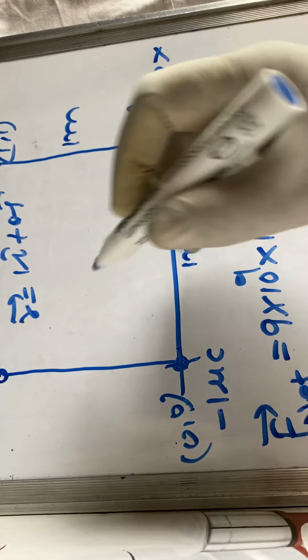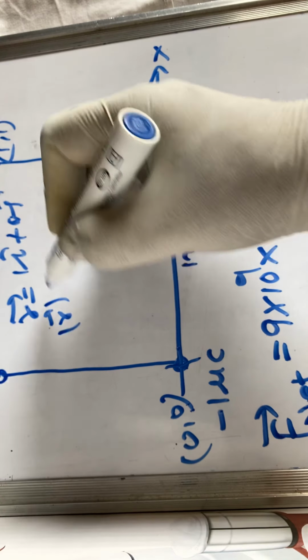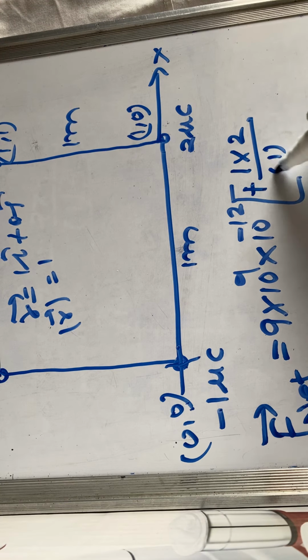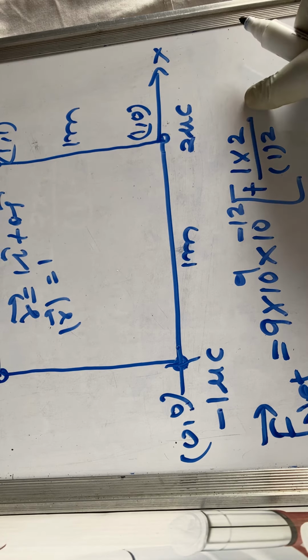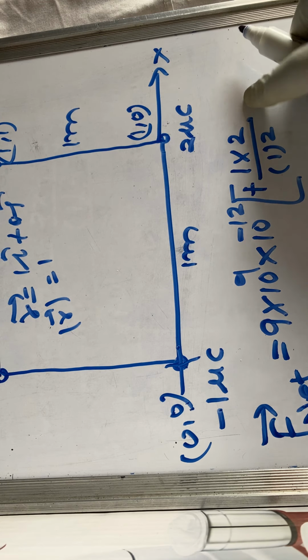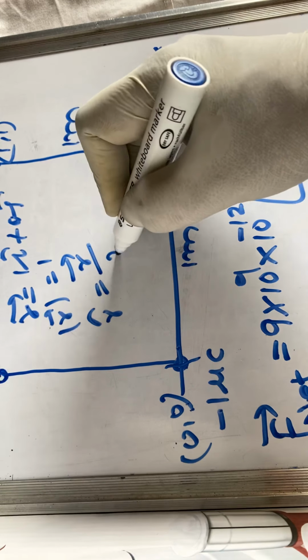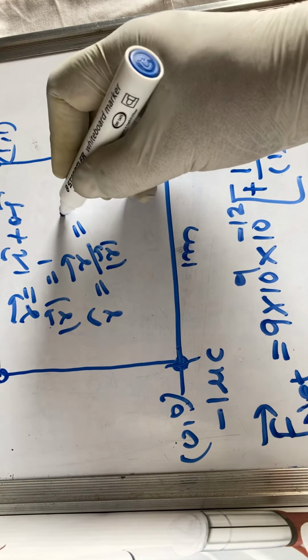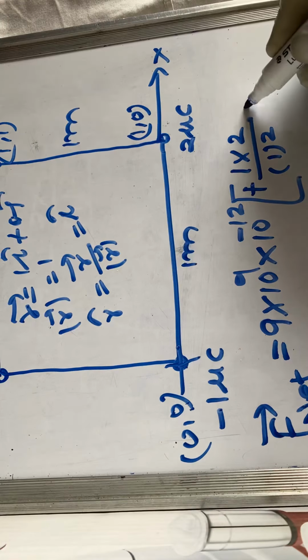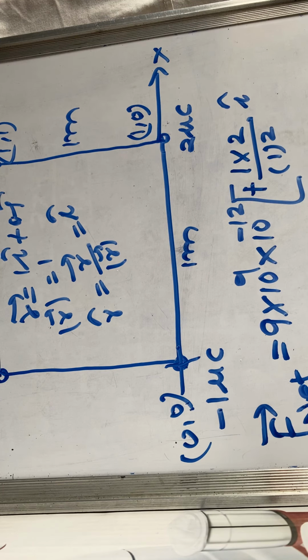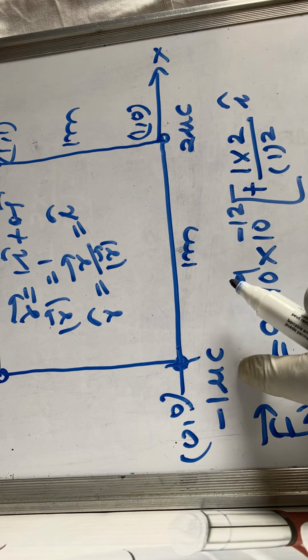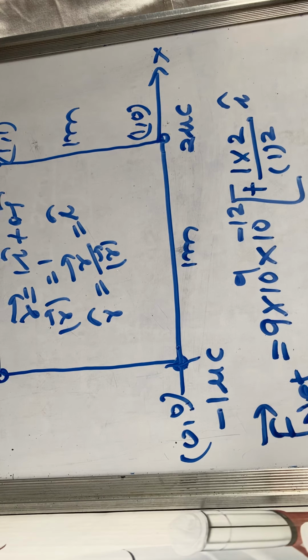So what will be its magnitude? Its magnitude would be only 1. So here it comes out 1 square. Now we want to write the direction. And how do we write the direction? It's r cap, that would be the vector upon its magnitude, which comes out to be i cap. So in a straight way, we can write the force between -1 and 2 microcoulomb charge.